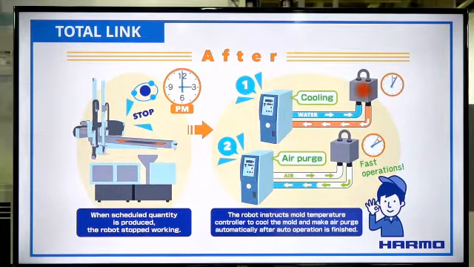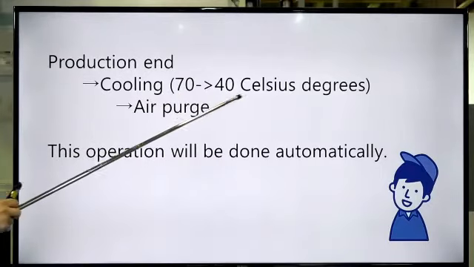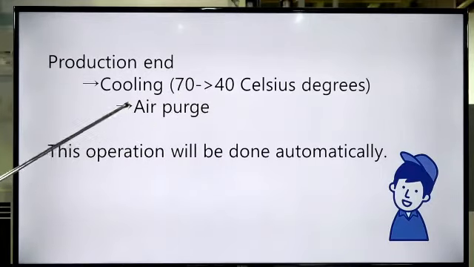Once the production is done, the robot sends a signal to the MCC to start cooling and air purge. Let's watch the demonstration with actual unit. In this video, the current temperature is 70 Celsius degrees, and once it becomes 40 degrees, air purge will start. Okay, let's check.